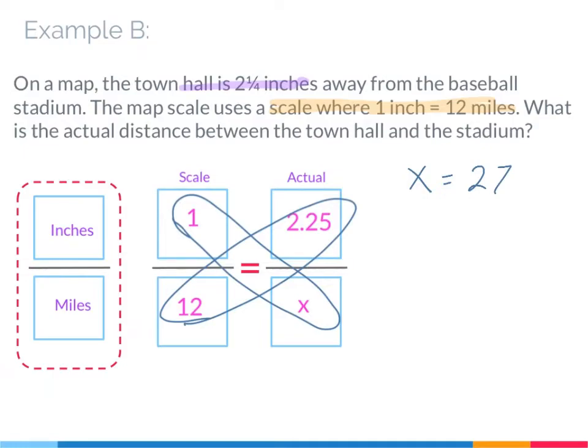Since I end up with 1x, I don't have any coefficient to deal with, so I just know that x is equal to 27, but this is a word problem, so I need a word answer. So it is 27 miles, since that is the actual distance, not the distance on the map.